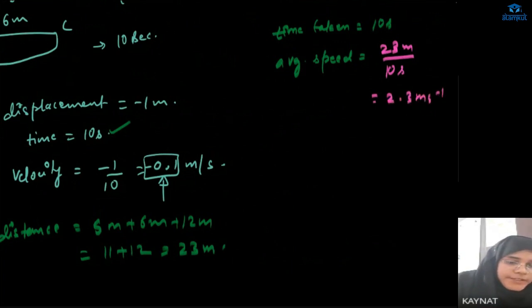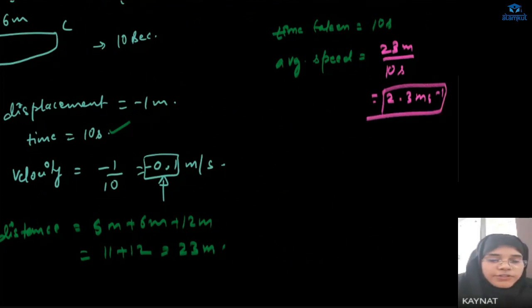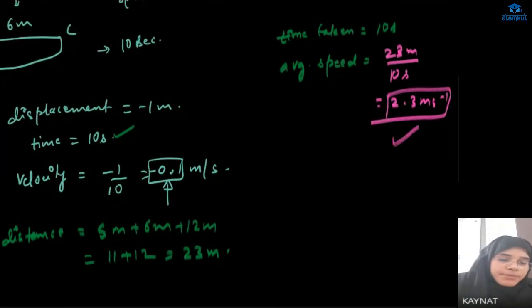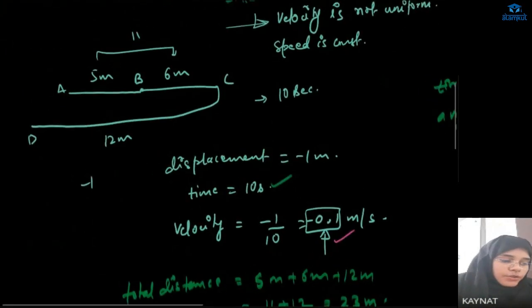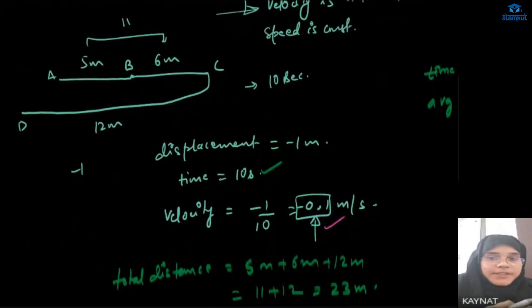It will always be positive. The speed will always be positive. It cannot be zero or negative if a body has traveled. Okay, so this is the average speed and this is the average velocity. So this is the difference between average speed and average velocity.